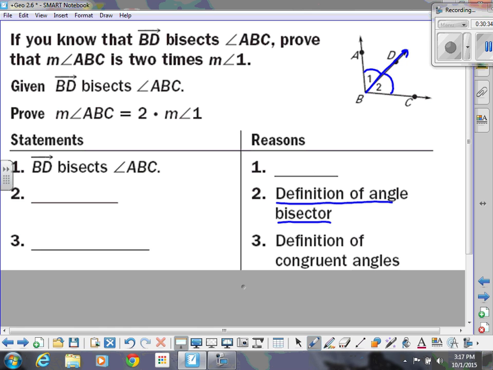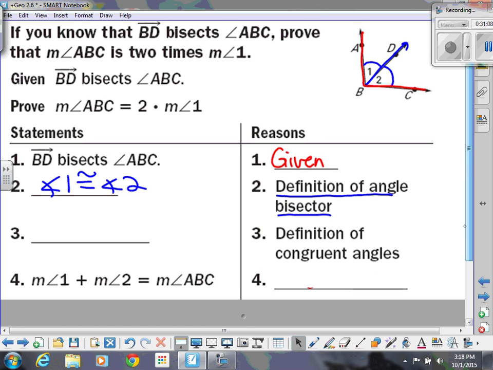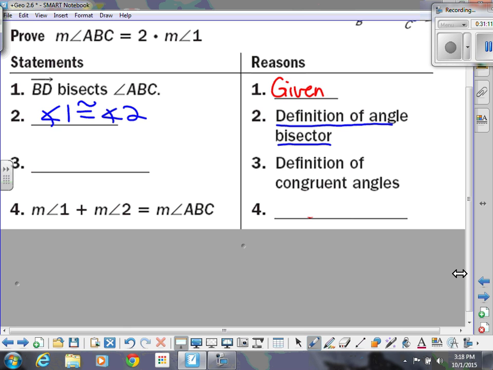All right, and we're trying to prove that ABC, that's the big angle, is 2 times as big as just the measure of angle 1. All right, so let's do this. We have our given that BD bisects angle ABC, and we just said that the definition of an angle bisector told us that angle 1 is congruent to angle 2. And notice what our next reason is. We have to use the definition of congruent angles. So we're just switching from congruent to equals.